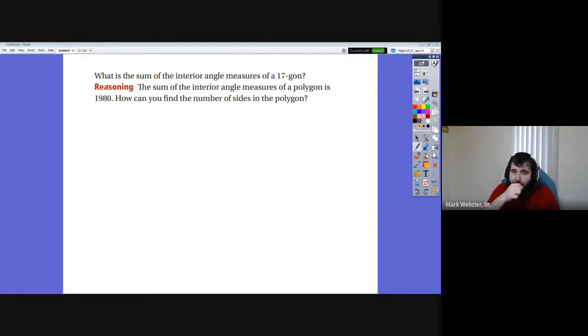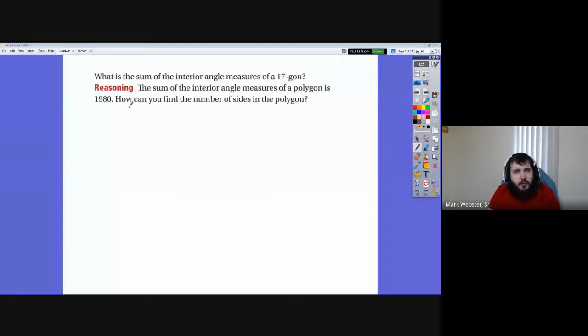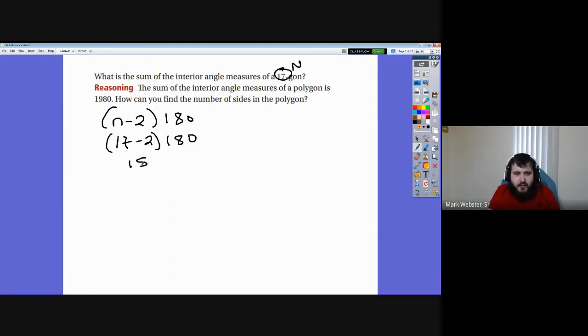Okay, so let's go through. This is sort of a 2-part question, and it says, first of all, what's the sum of the interior angle measures of a 17-gon? Well, n minus 2 times 180. Well, what's n here? They tell us n is 17. So all we're going to do, 17 minus 2 is 15 times 180. Well, what is that?